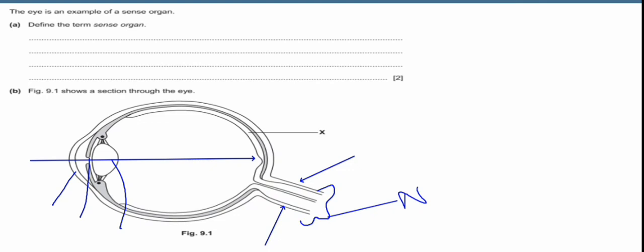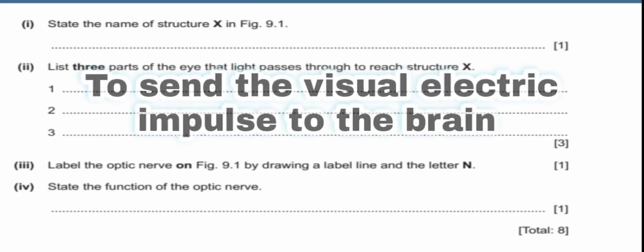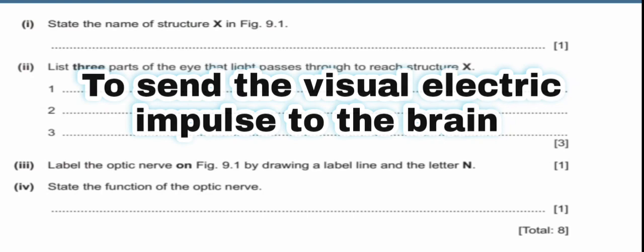Number 4. State the function of the optical nerve. The function of the optical nerve is to send the visual electrical impulse to the brain. That's the function of the optical nerve.